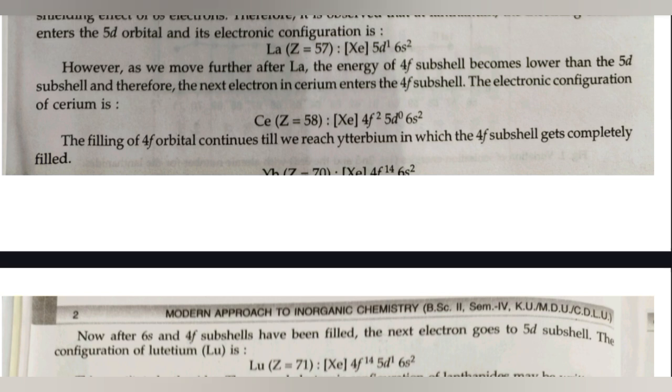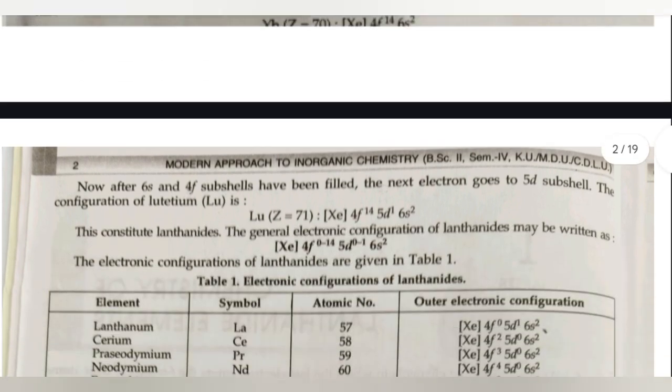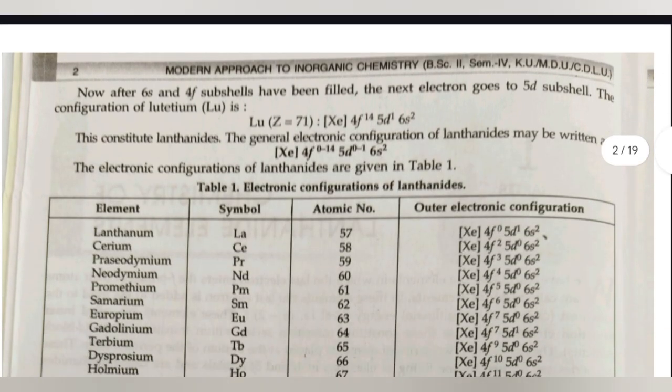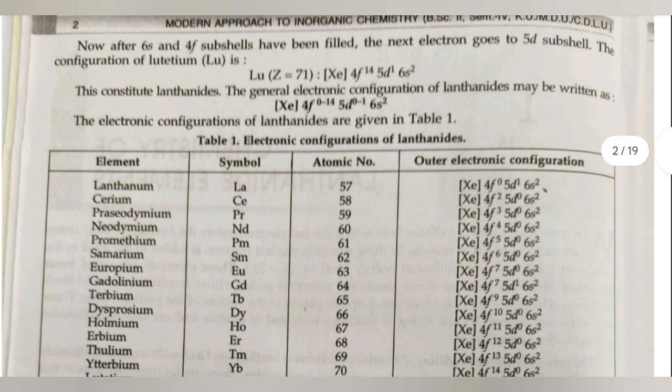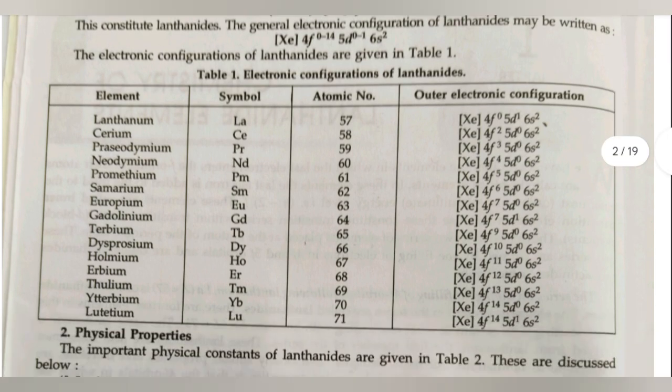The electronic configuration of cerium is 4f2 5d0 6s2. The filling of the 4f orbital continues till we reach ytterbium, in which the 4f subshell gets completely filled and the electronic configuration of ytterbium is 4f14 6s2. Now after the 6s and 4f subshells have been filled, the next electron goes to the 5d subshell. The configuration of lutetium is 4f14 5d1 6s2. This constitutes the lanthanides. The general electronic configuration of lanthanides may be written as 4f0 to 14, 5d0 to 1, 6s2.